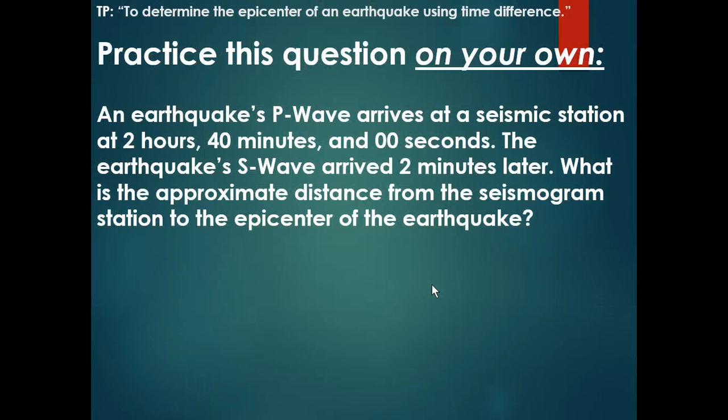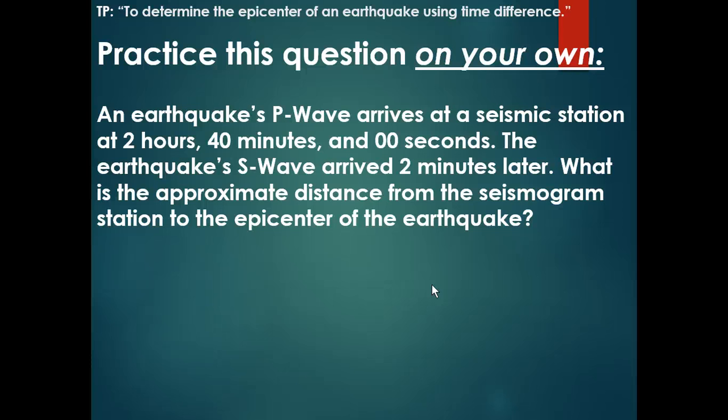Next problem. Now, this one's on your own. Stop the video right now. I'm going to continue, but make sure you can do this on your own. On the regents, I will not be there to help you. An earthquake's P wave arrives at a seismic station at 2 hours, 40 minutes, and 0 seconds. The earthquake's S wave arrives 2 minutes later. What is going to be our epicenter distance?